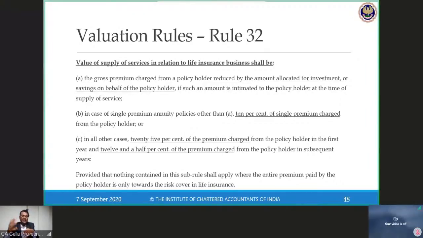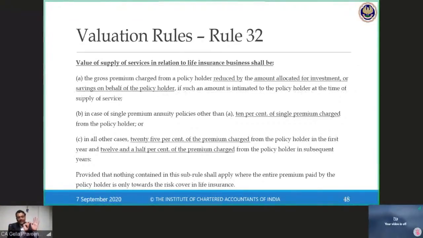At the end of the session, please open your vehicle insurance, your health insurance. When you look into your health insurance, whatever premium is there, straight away 18% GST is charged. Why? If it is in relation to risk cover, my value of supply is whatever premium I have collected, that is my value of supply.